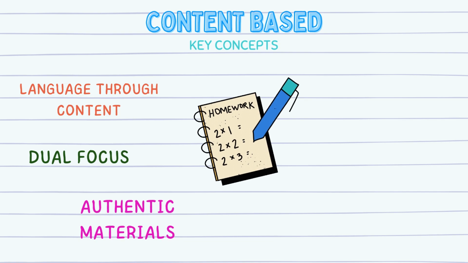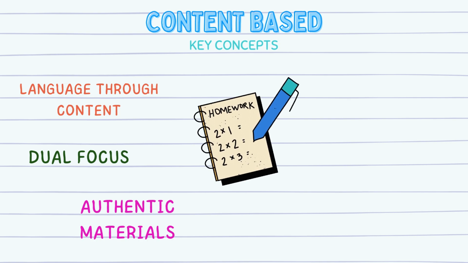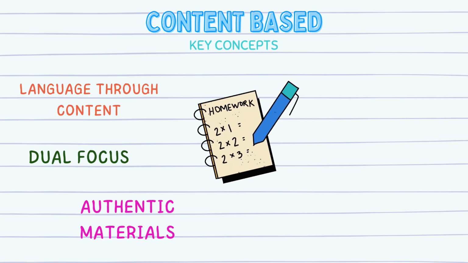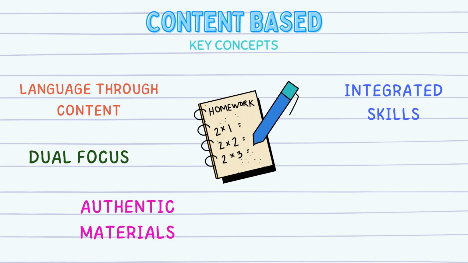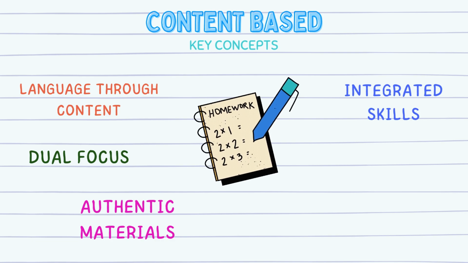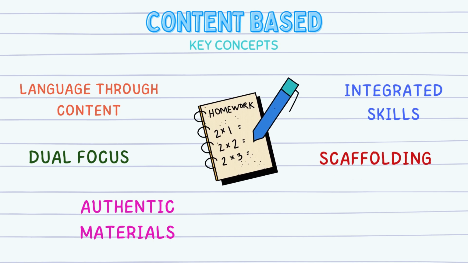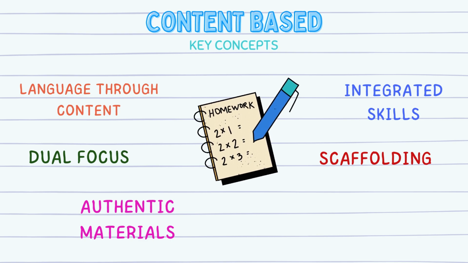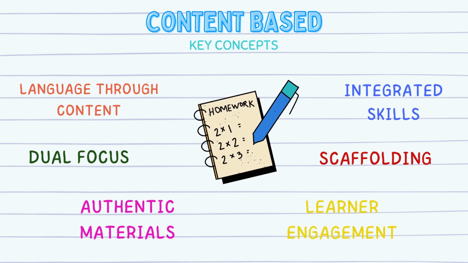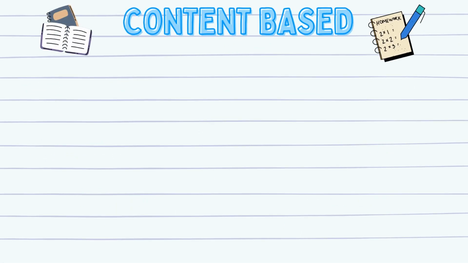The third one is authentic materials. Here, teachers must use real-world texts like articles, videos, and data to promote deeper engagement and vocabulary development. Fourth, integrated skills. Listening, speaking, reading, and writing are naturally used together as students work with content. Fifth, scaffolding. Teachers support learners with visuals, simplified text, modeling, and vocabulary support to make content accessible. Sixth, learning engagement. When students are interested in the topic, they are more motivated to use and understand the language.